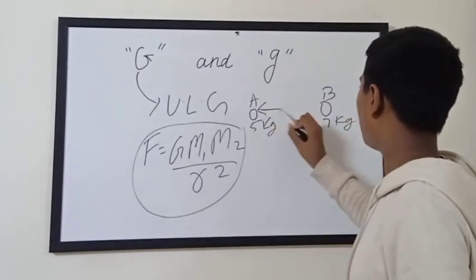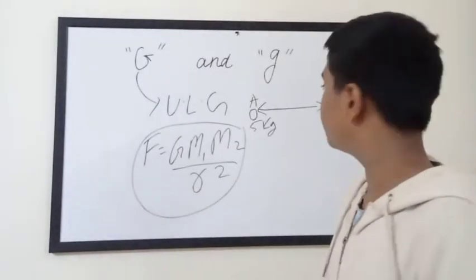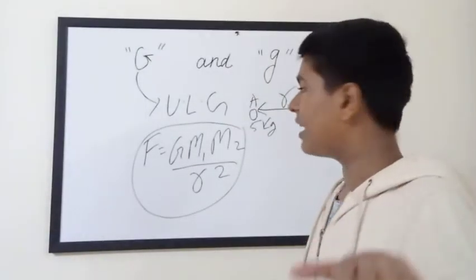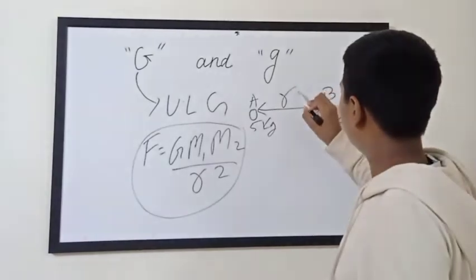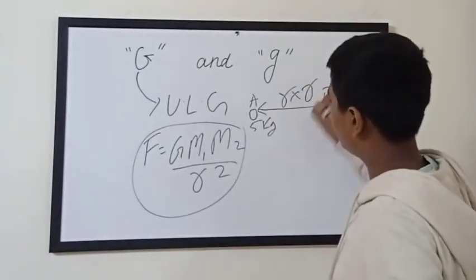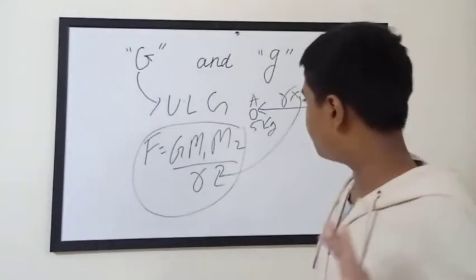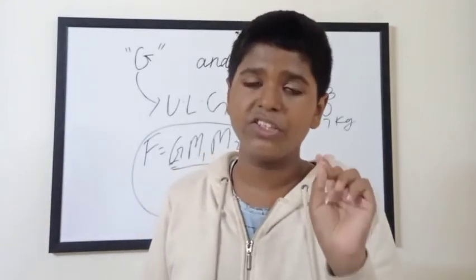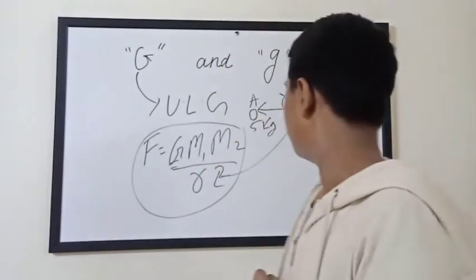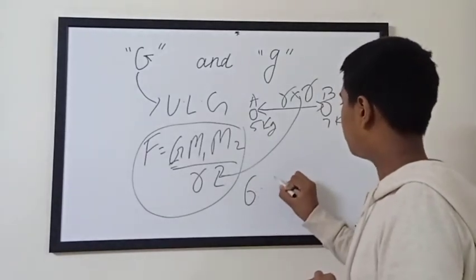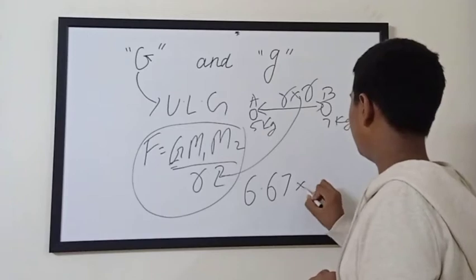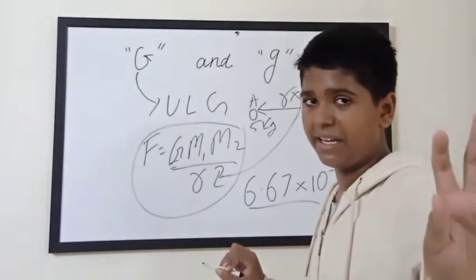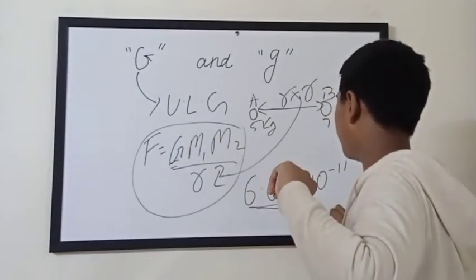Now, these two balls will have some distance between them. That distance we represent as R. And whatever distance we are having between these two balls, we need to square it. R into R, R square. Simple. Now what is this G? The main thing. This G has a specific value, and that value is 6.67 into 10 raised to minus 11. It also has a unit which I will be explaining in the later part of the video, but the value is this.